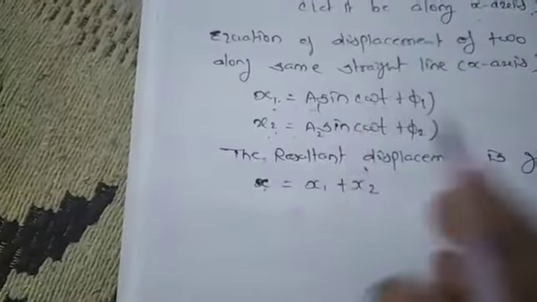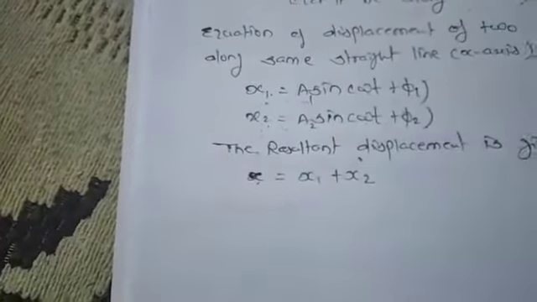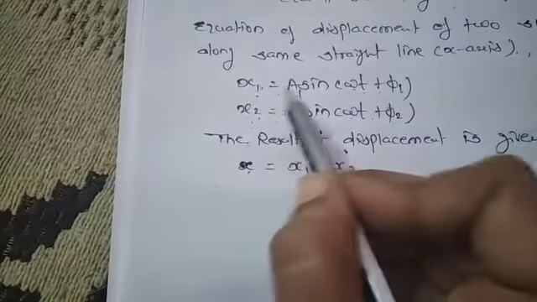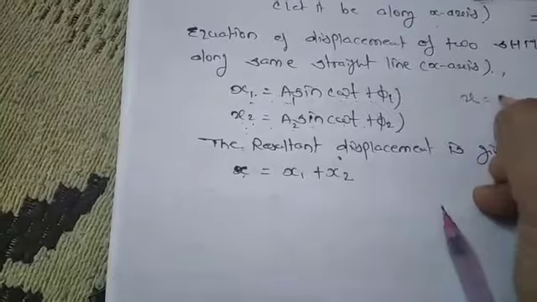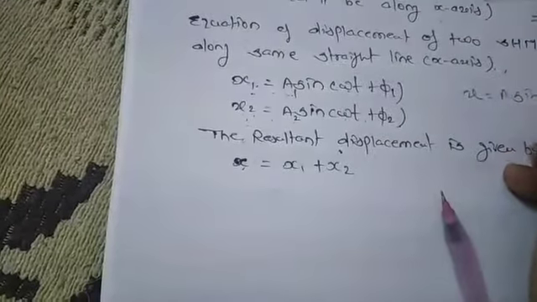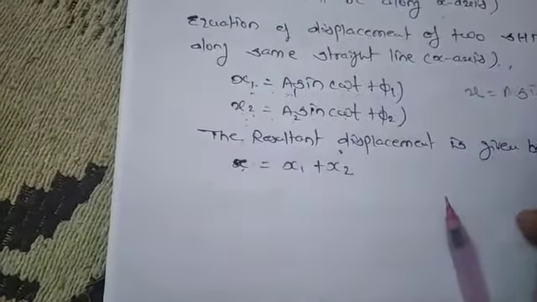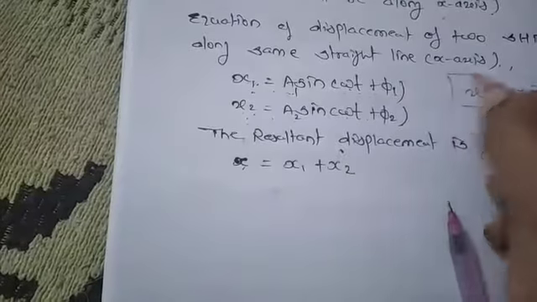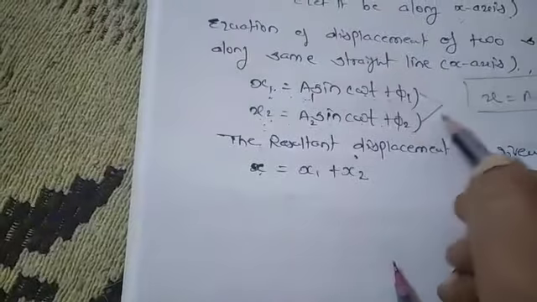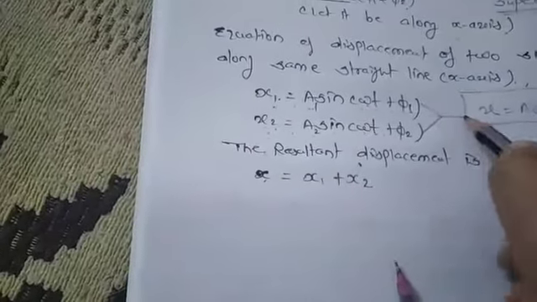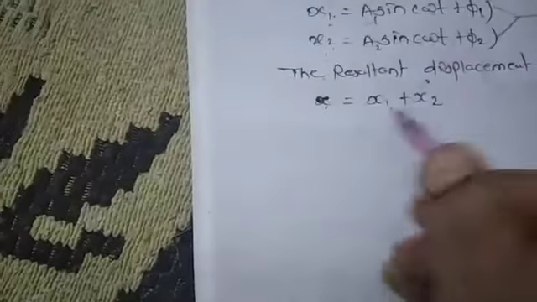We have to prove that. If we get an equation again in the form x is equal to a sine of omega t plus phi, simple. The variables may be different but the form should be the same. If we get the final equation in this form, then we can say the composition of two SHMs is also an SHM. So here this is the resultant.